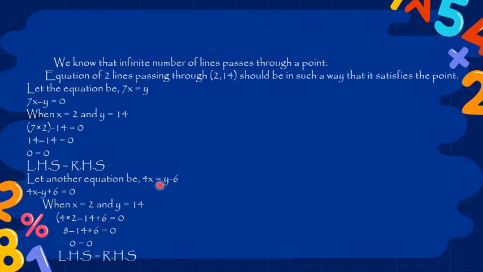Let another equation be 4x is equal to y minus 6. After solving, you will get 0 is equal to 0, that is, LHS is equal to RHS. Understood? It is easy. Moving to how to plot, I will explain in the next slide.